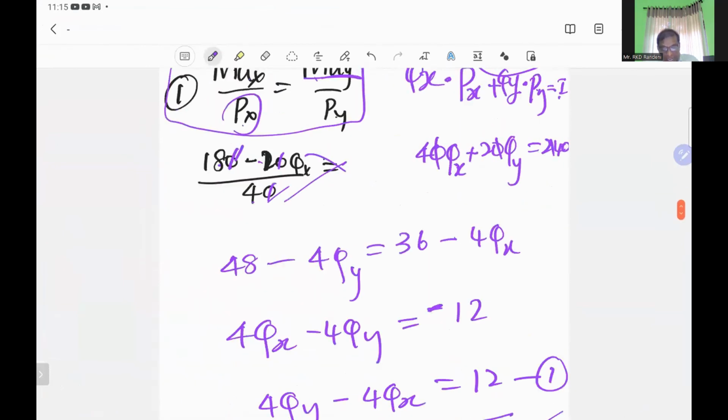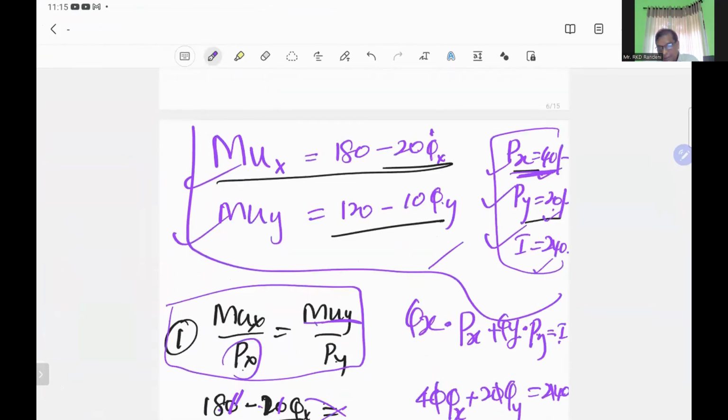MUX equals 120 minus 20 QX. Then MUY equals 120 minus 10 QY. Then price of X is 40, price of Y is 20, income is 240. It is not given in the PDF or handout, so you can't find it out. Better to write it down, go through this data and simplify two or three times.